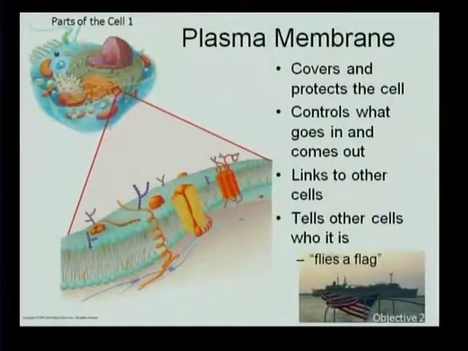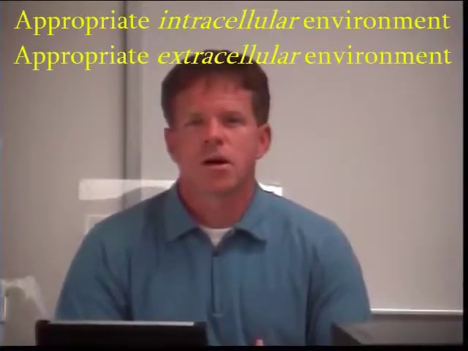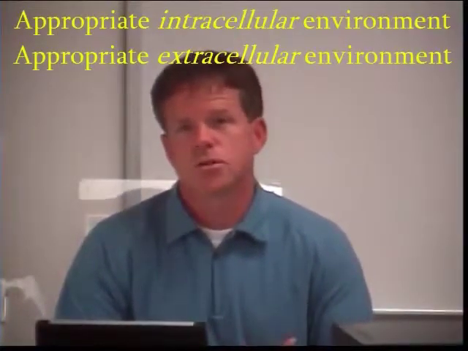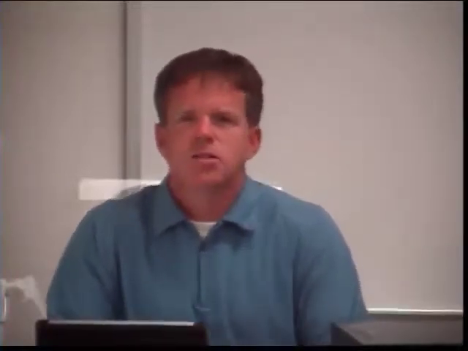All right, so let's focus on the plasma membrane first. The functions of the plasma membrane, which we also call the cell membrane: it covers and protects the cell, and controls what goes in and what comes out. To summarize, you need two things: the appropriate intracellular environment and the appropriate extracellular environment for your cells to function and do the things they're instructed to do by your genetics. You need a certain environment inside, and a certain environment outside, and the membrane controls that environment.